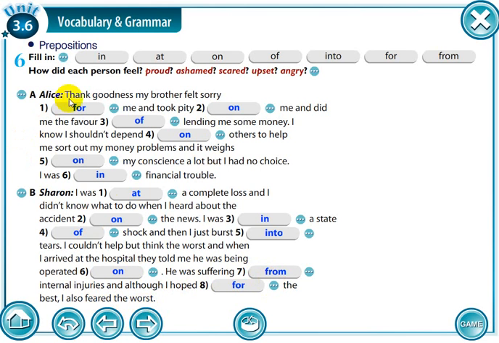Okay, these prepositions you have to know: depend is followed by on, in financial trouble, at a complete loss, and so on, because in the exam you might meet these prepositions between brackets and you have to choose from.